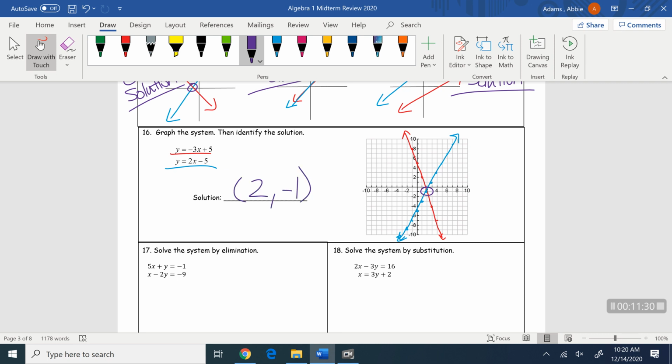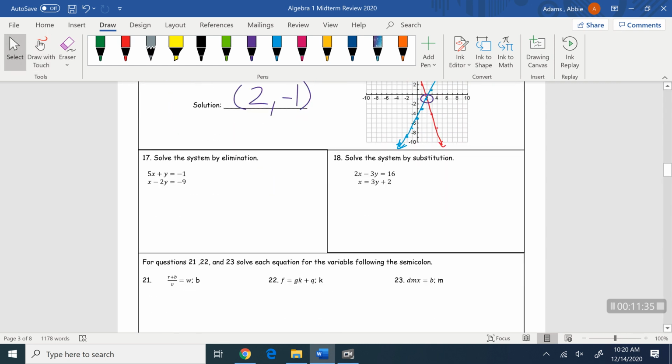So where x is 2 and where y is negative 1. That's how we solve a system graphically. Now for problems 17 and 18, we're going to solve a system algebraically. So this first one says to solve by elimination. That means we're literally going to figure out a way to eliminate one of our variables.